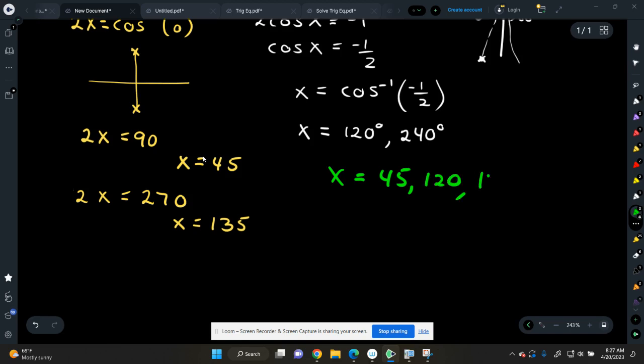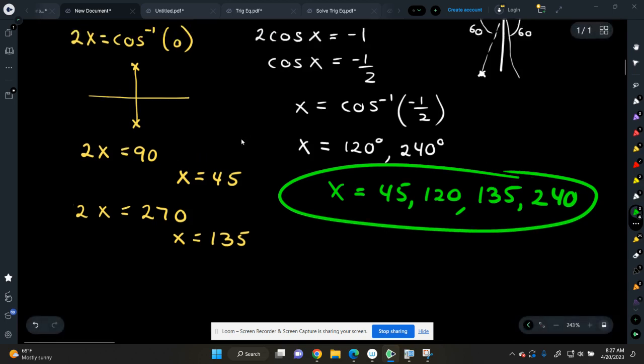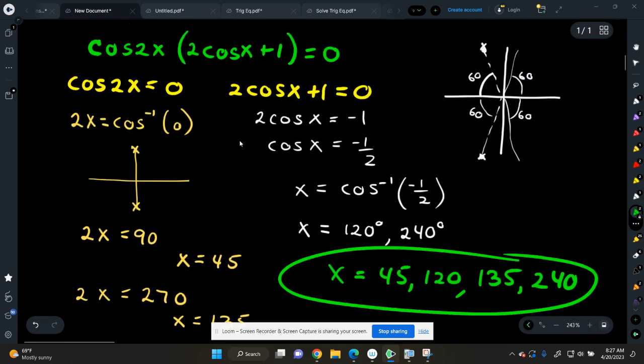120, 135, 240 degrees. How could I check that on my calculator? Graph it. Okay.